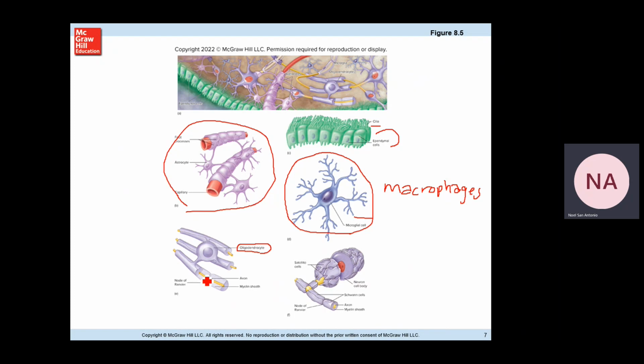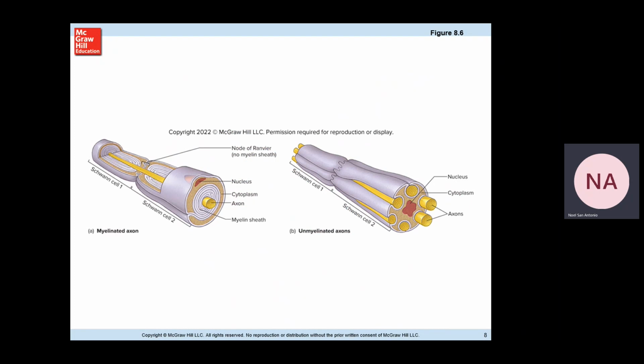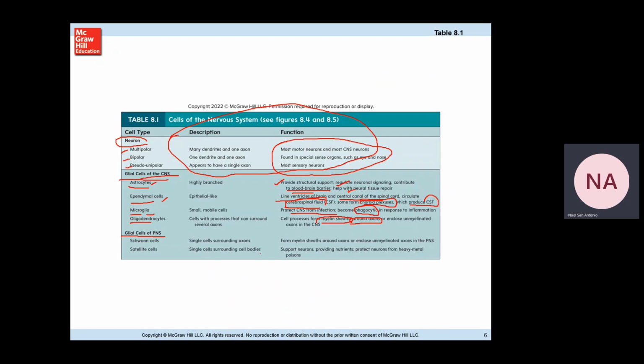When an axon is wrapped around by the myelin sheath, it is classified as myelinated. Now, when an axon is unmyelinated, it is simply wrapped around by Schwann cells. It is simply wrapped around by Schwann cells rather than by myelin sheath. Okay, so let us continue. So those are the glial cells found in your central nervous system.